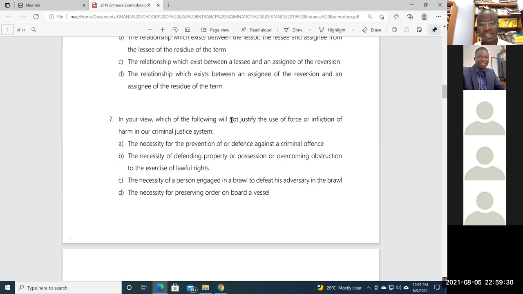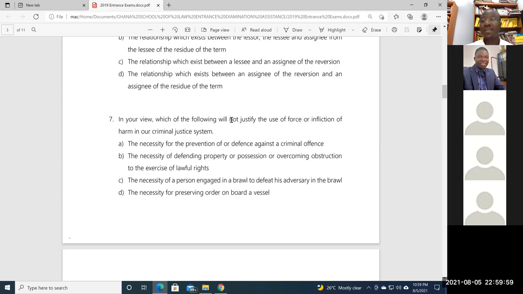That is also permitted. C, necessity of a person engaged in a brawl to defeat his adversary in the brawl. A brawl is like a fight. You are fighting, and you have to use force to defeat your opponent. That is not a permissible use of force. If you are using force to defend yourself against your opponent, then that one is a different matter.